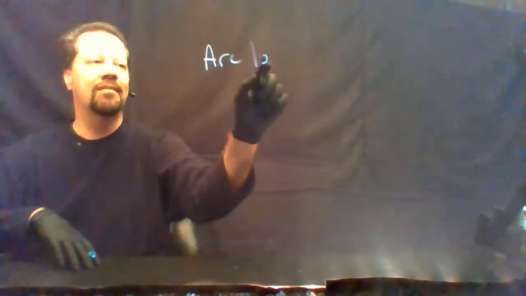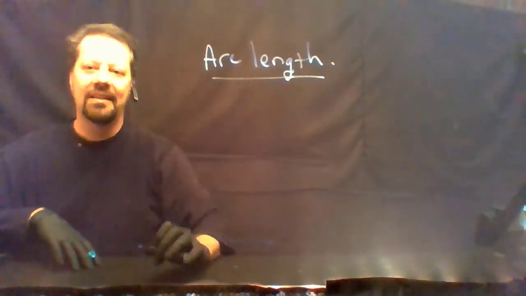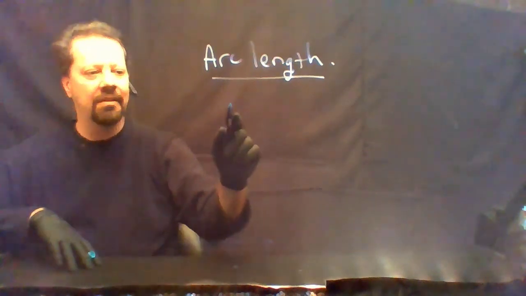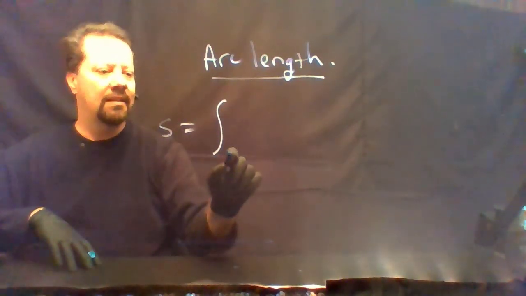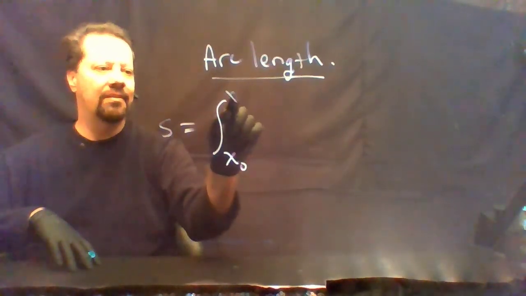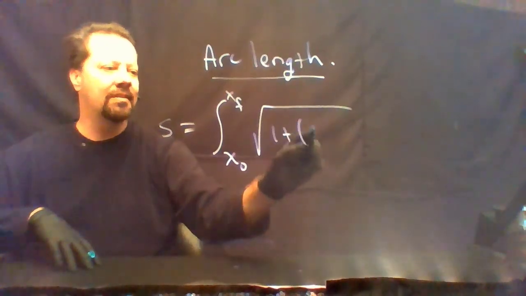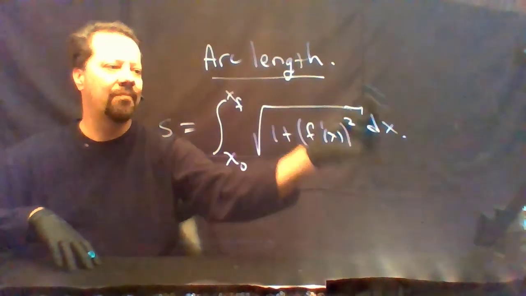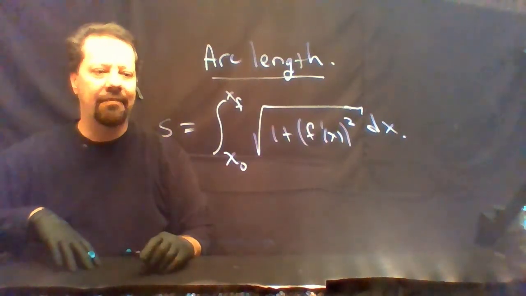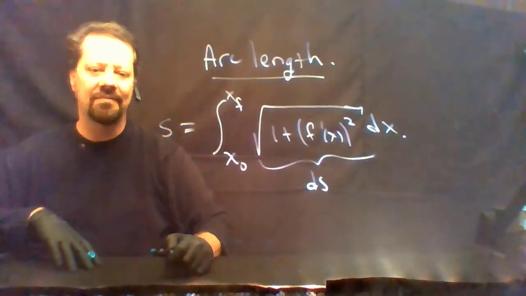For our next topic, we're going to talk about arc length. As you saw earlier in the course, arc length was the integral from x naught to x final, square root of 1 plus f prime of x squared dx. But it took a little effort to construct this as our element of arc length.